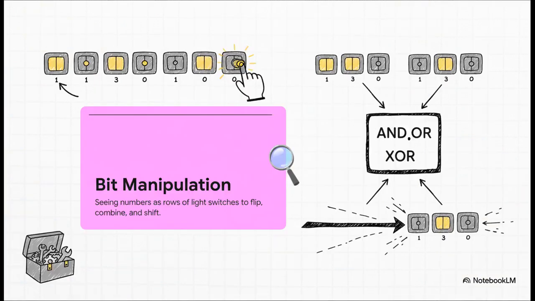So, what is bit manipulation, really? Honestly, the best way to think about it is this. Forget numbers for a second. Instead, picture a long row of light switches. Each switch is a bit. It's either on, which is a 1, or it's off, which is a 0. We're just going to learn how to flip them, group them, and shift them around like pros.